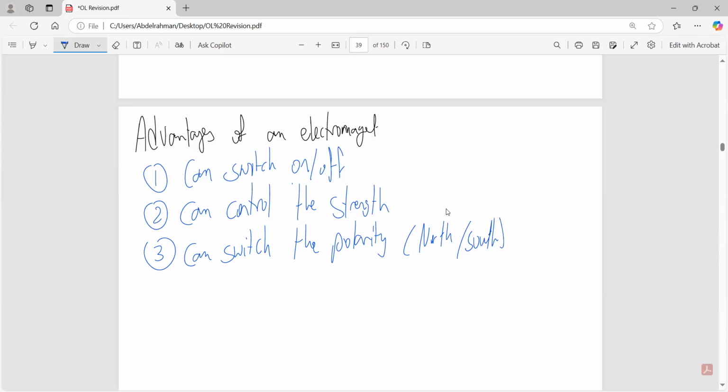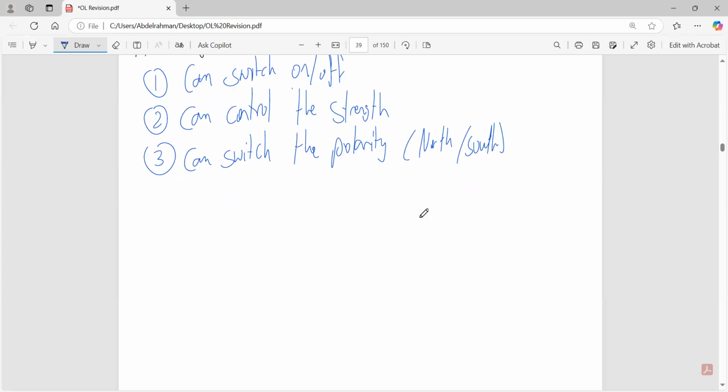How can I switch the north and south poles? By switching what? The direction of the current. If you reverse the direction of the current, then you have reversed the magnetic field. You have reversed the north and south poles.